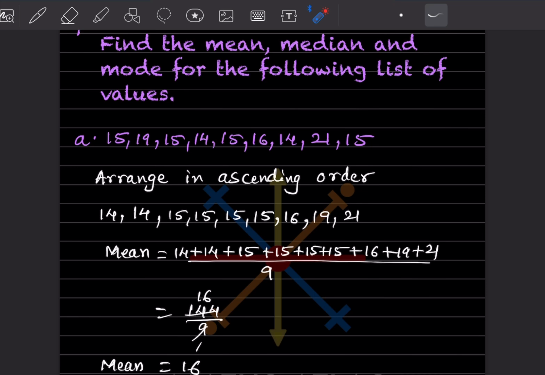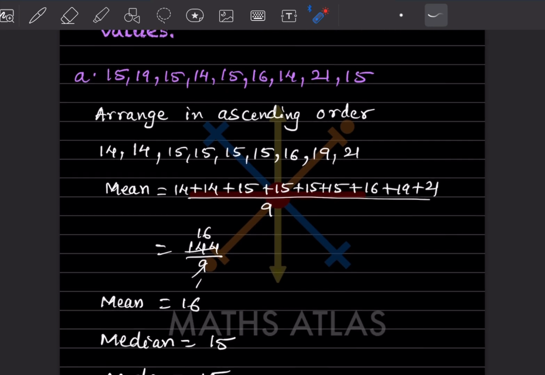And again, you have to find the mode. Mode means the number which occurs more than once. So here 14 is twice, but here you can see this is 4 times. So we can take the mode is 15.